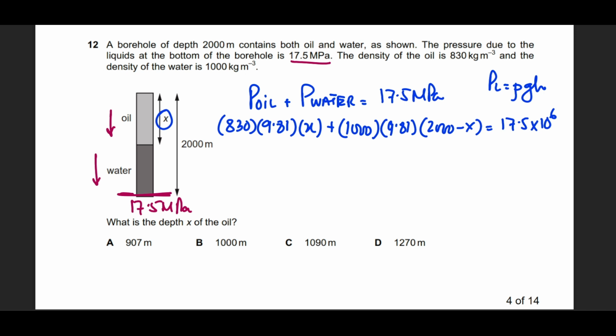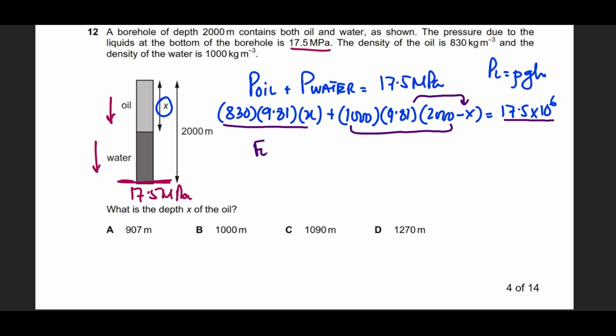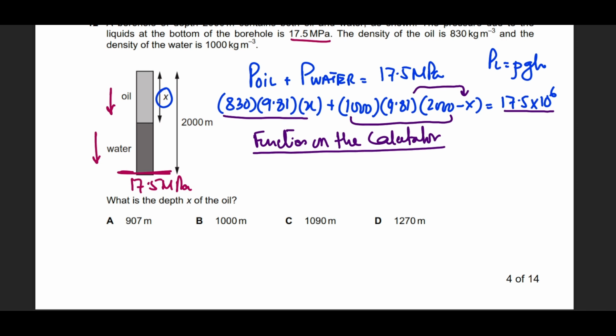The problem is that solving this equation in terms of algebra is going to cause some trouble. First you have to multiply this bracket, then you have to deal with the negative sign, then you have to deal with X, and then you have to deal with the power of 6. So I advise you to make the function on the calculator. Make the function on the calculator and try all the options.